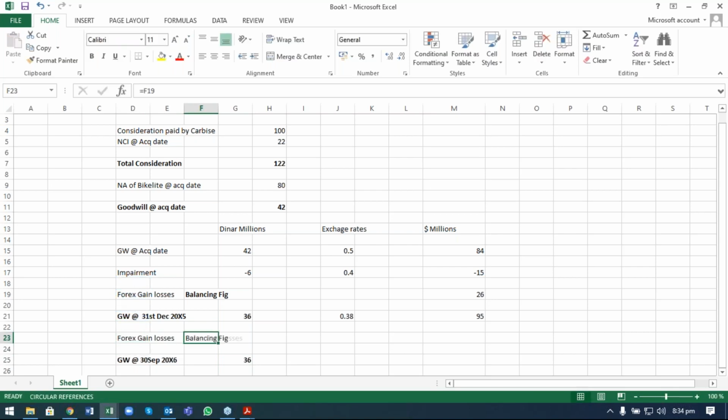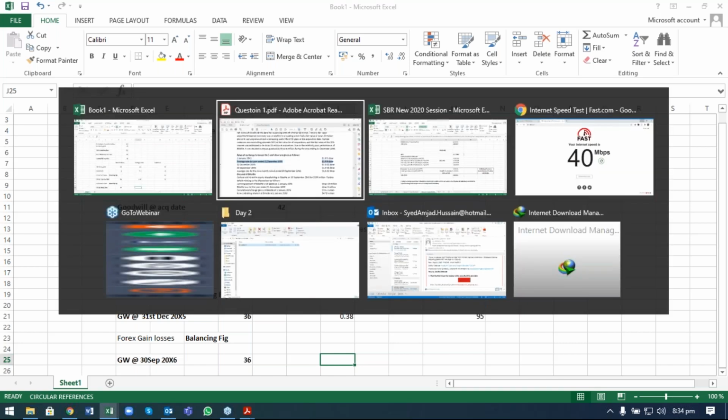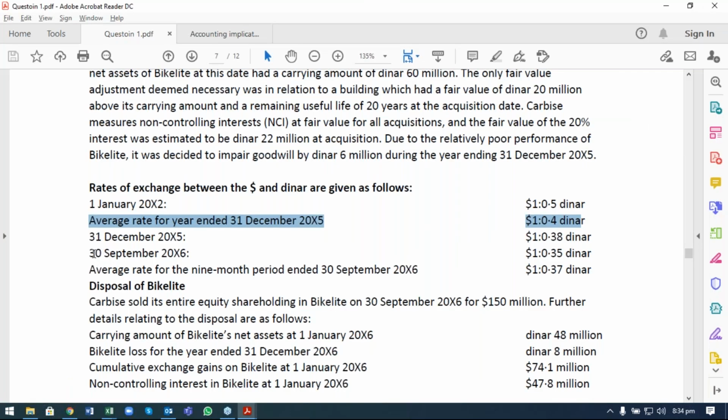There is no change, but we have to calculate the foreign gain or losses, which is the balancing figure for us. And I'm going to calculate the foreign exchange gain losses once again. What is the exchange rate on 30th September 2006? So the exchange rate on 30th September was 0.35 million. We're not going to use this average exchange rate. This average exchange rate was given for some other sort of calculation.